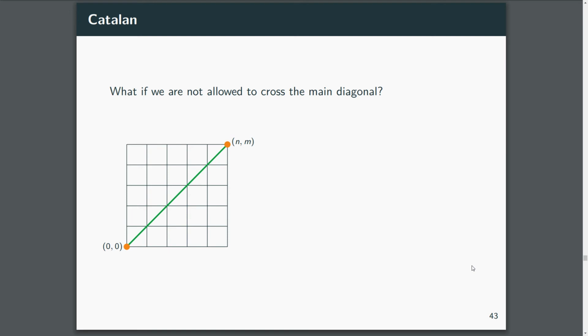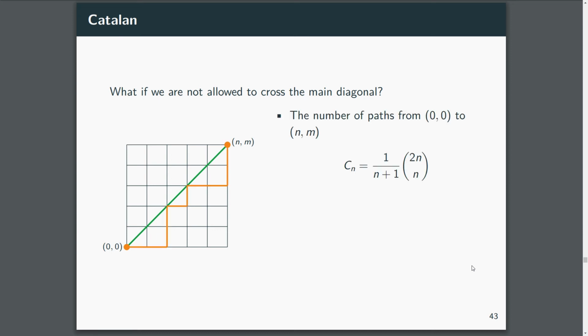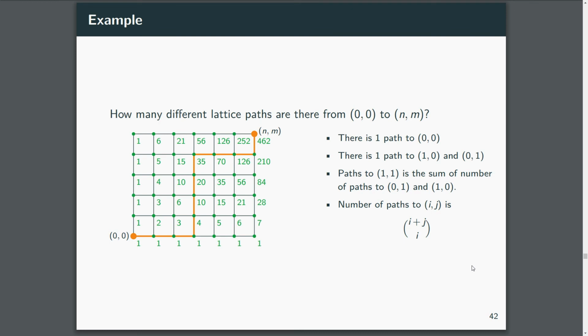We could have an added restriction that we're not allowed to cross the main diagonal. So, for example, sorry, the intuition again for the binomial coefficients, I didn't quite think in.